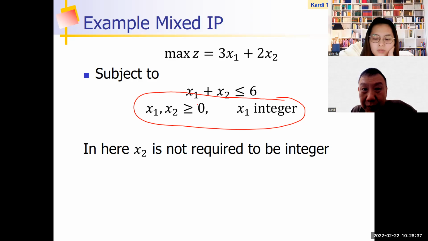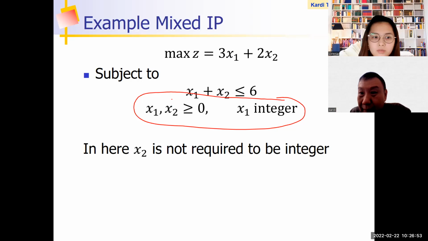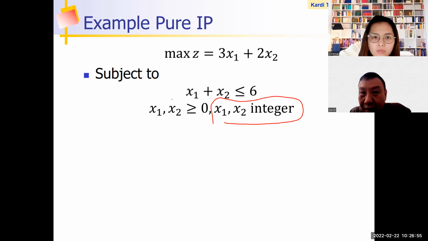As a practice, can you set this up in your Excel and then show me? Show me three things. One is linear programming. Second is pure IP. Third is mixed IP. Something like this. Can you set it up? This is very simple. You share your screen.